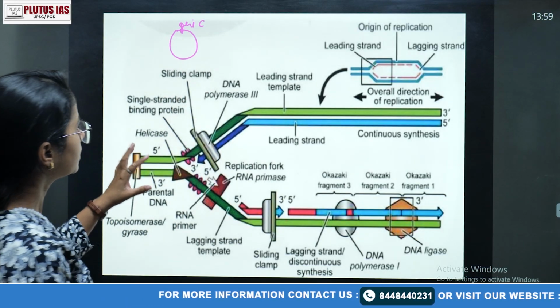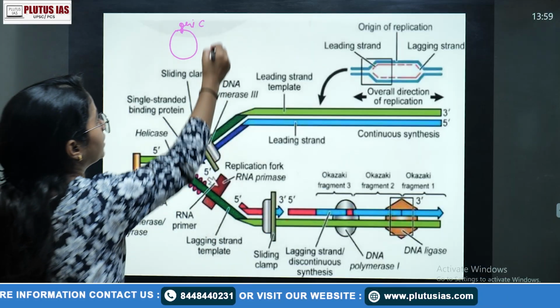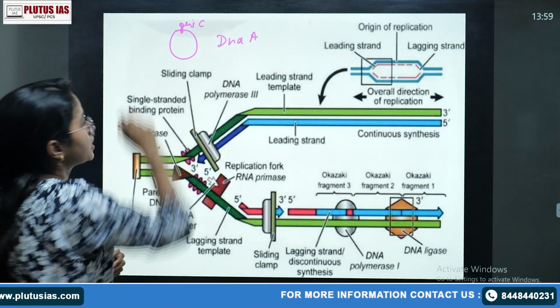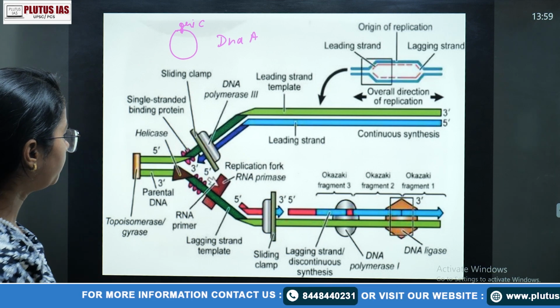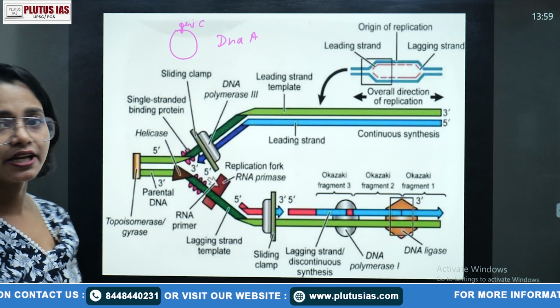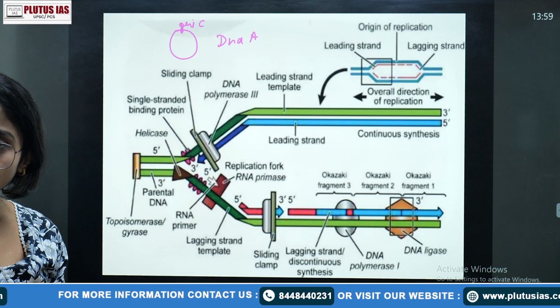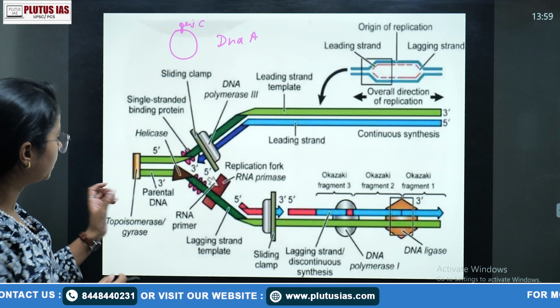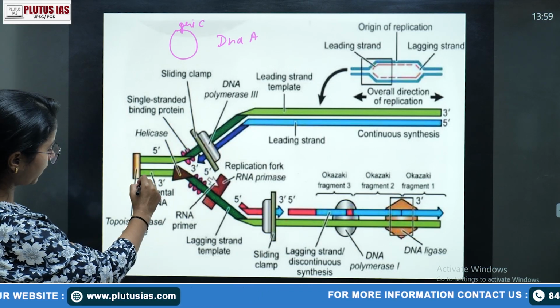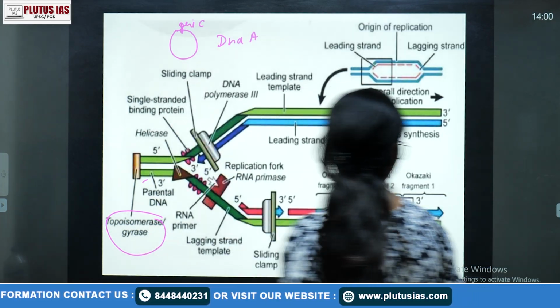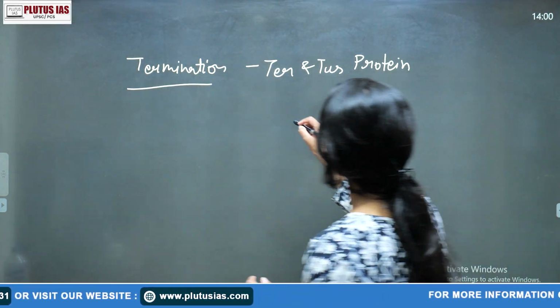Here, first DNA A comes, recognizes your ORI site. Then your DNA B and DNA C come, with the helicase activity that is loaded with the help of DNA B. Here we can see this is your parental DNA. This is a topoisomerase, with gyrase activity. What is the function of the topoisomerase, of gyrase activity?